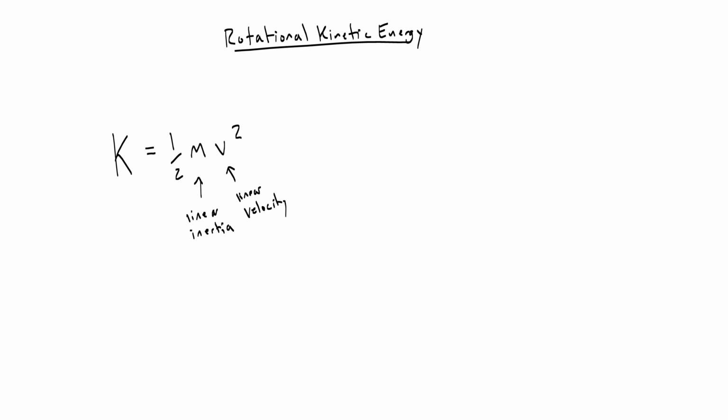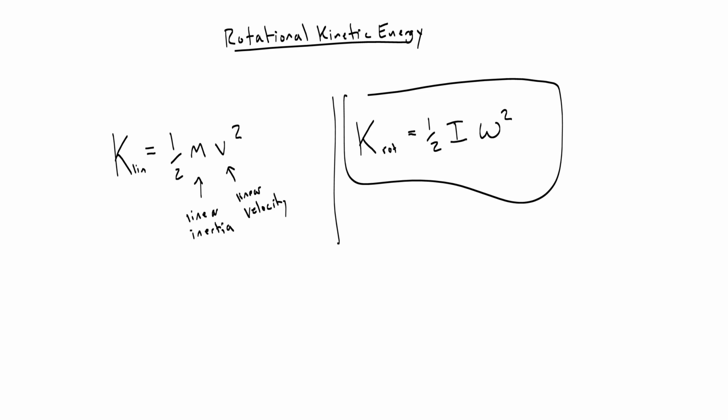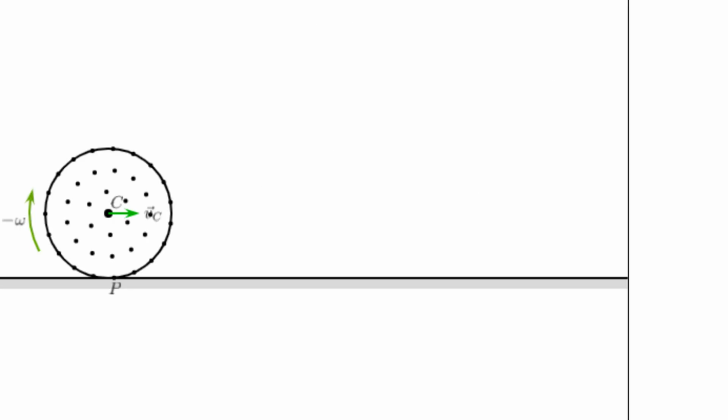Well, it turns out that this linear kinetic energy, which we sometimes call K_lin, is analogous to rotational kinetic energy, which I call K_rot. Rotational kinetic energy is half of not the linear inertia, but the rotational inertia, I, and not the linear velocity squared, but instead the angular velocity squared. So this becomes a new equation for us to talk about the kinetic energy that a rotating or a rolling object will have. Let's use this animation to talk about what it is that we just said.